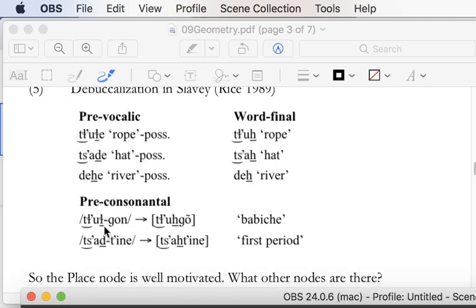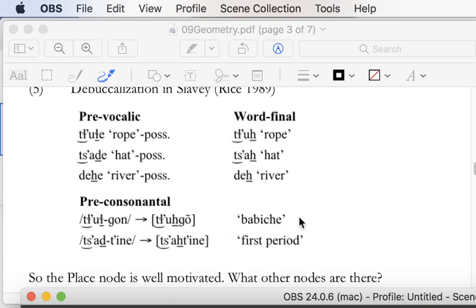So we have these compound words that are two stems together. You can take the same stems from up here. So this first one is rope, and this one over here is hat. And you add a second root to them to make a compound word. You get, again, debuccalization in the output here.